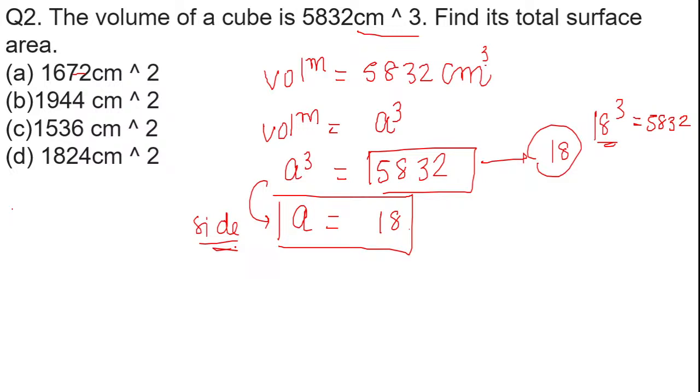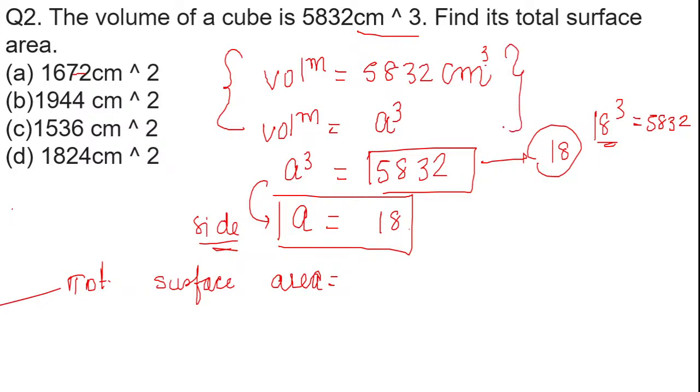So now we have to find out the total surface area. In the first step, from the basis of the volume, whatever the data was given, we have found the side's value. So we got the side of the cube is equal to 18 centimeter. So now we have to find the total surface area.